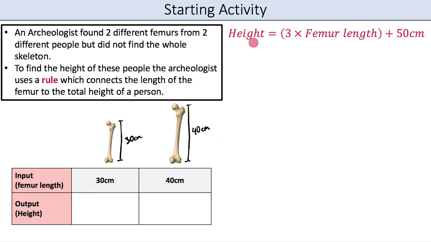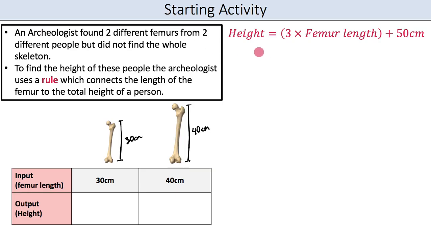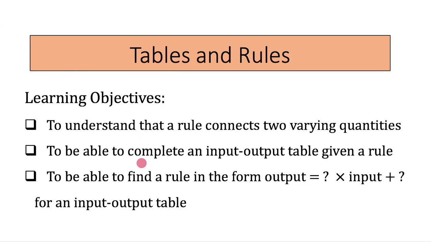So this rule connects two varying quantities. And if you remember back to our learning objectives, we have to understand that a rule connects two varying quantities. So up here, we have two varying quantities, our height of the person and the femur length. And this is a rule that connects them. So to find the height of someone, what we do is 3 times the length of the femur, then plus 50 centimeters.